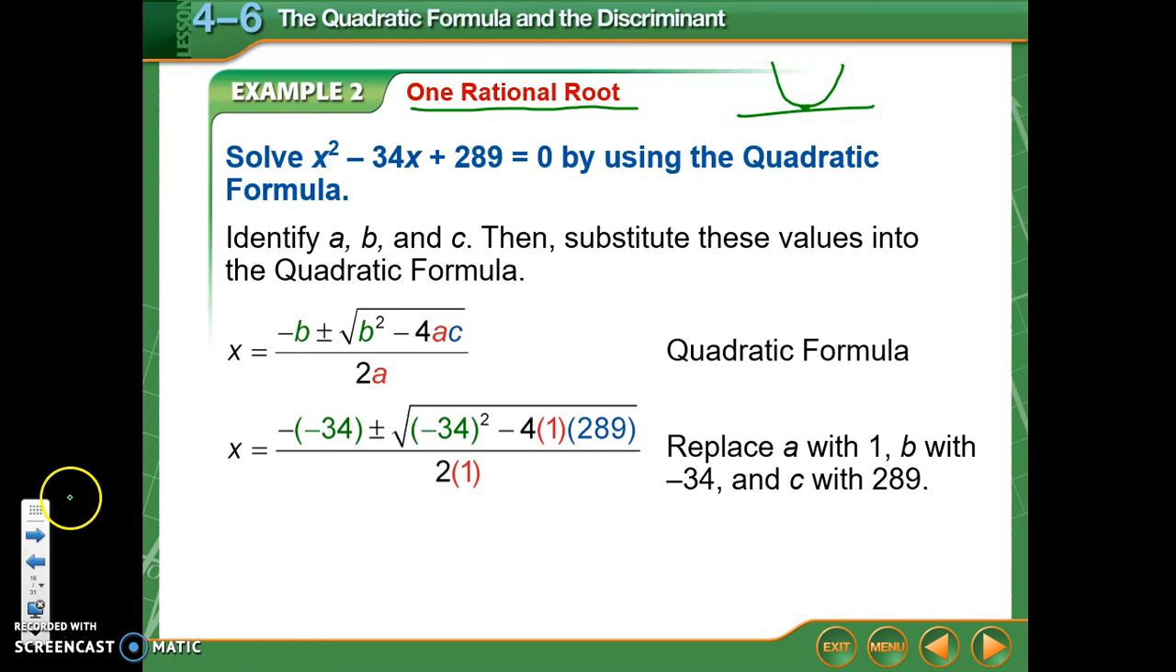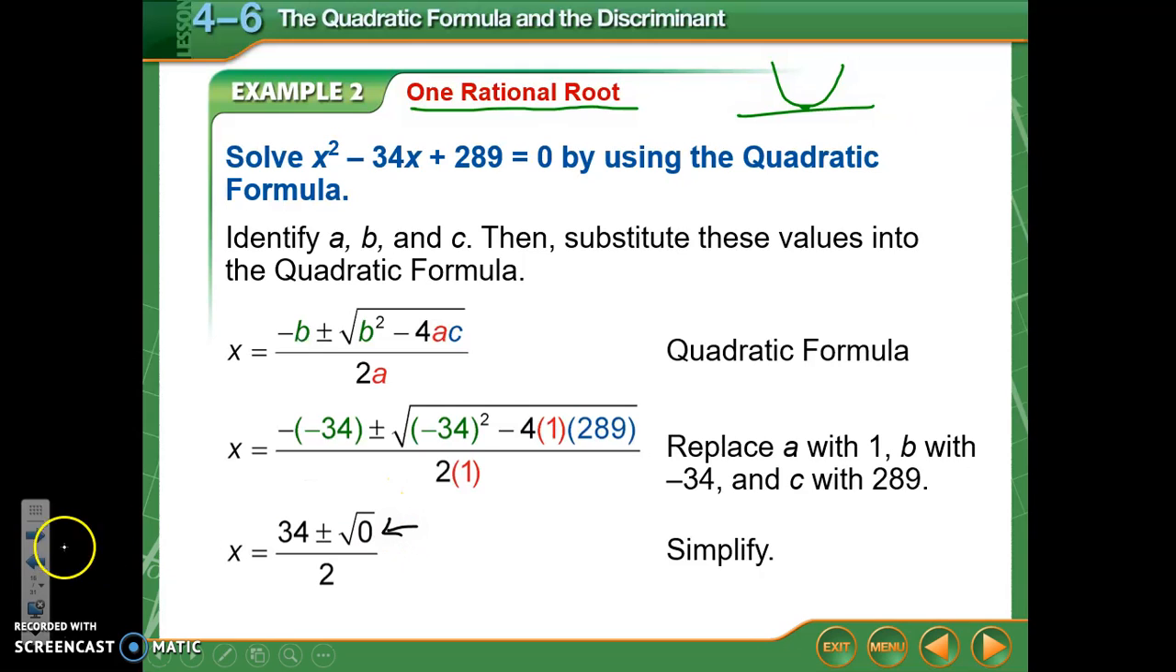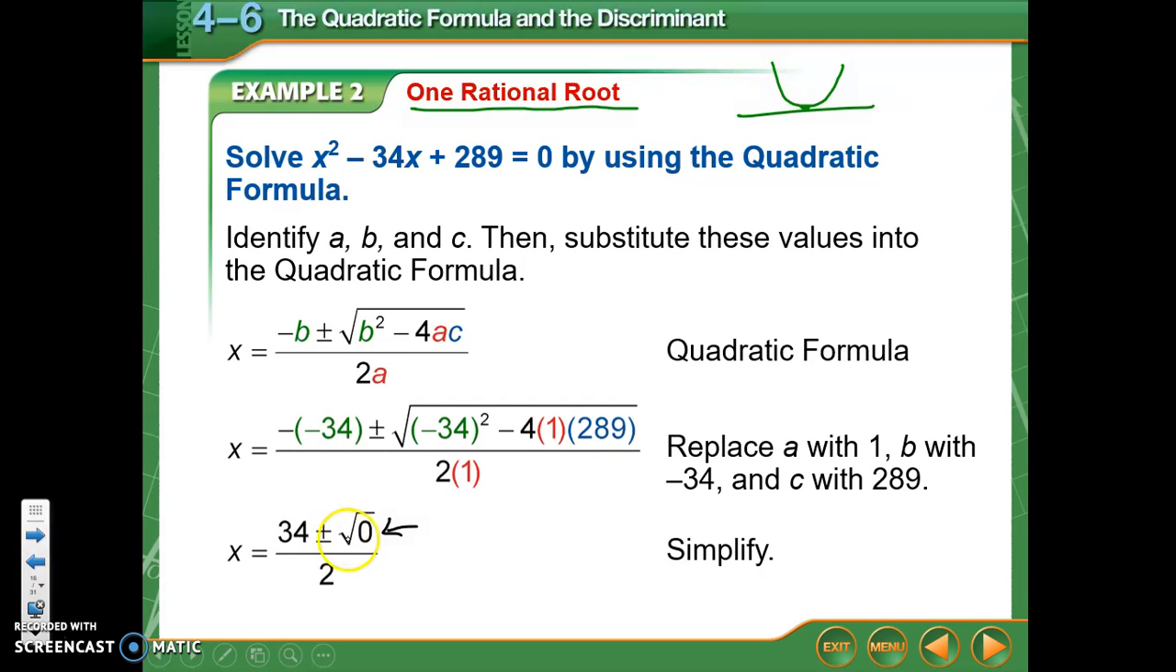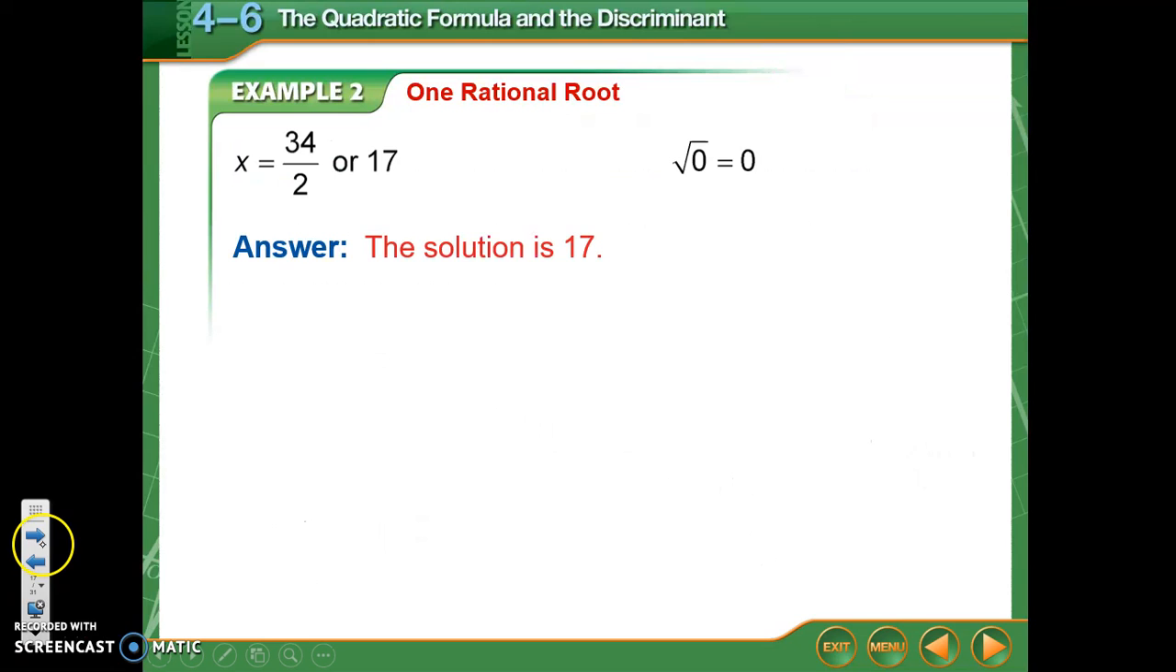So again, just like we did before, we're going to plug in negative 34 for B, 1 for A, and 289 for C, and simplify. Notice what I get underneath the square root: 0. The square root of 0 is just 0, so I'm adding and subtracting 0, which is not going to change my answer. So I only have one solution, which is positive 17. That happens when I have a 0 under the square root, because I'm doing 34 plus or minus 0, so I'm only going to get 34 divided by 2, which is 17. So I only have one root.